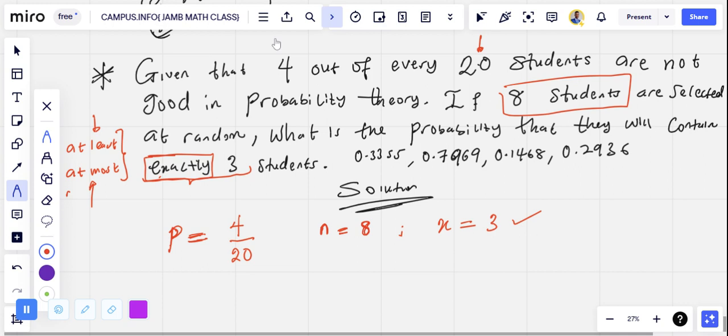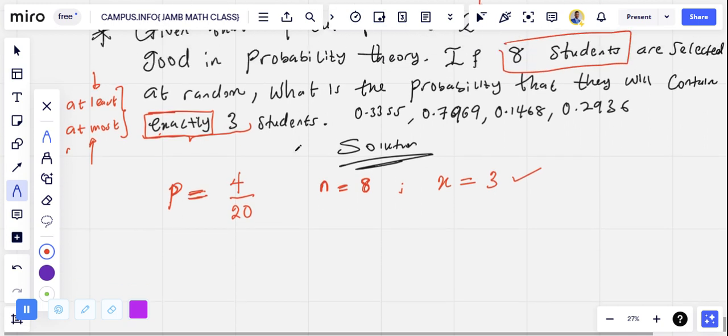So guys, these are the values that I have. These are the parameters that I've been able to obtain from the word problem given to us in that question.